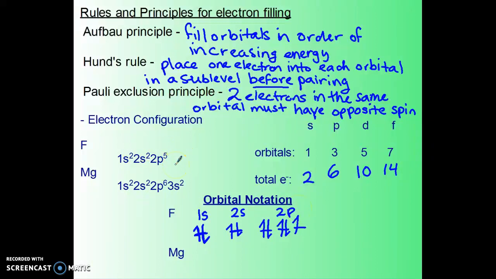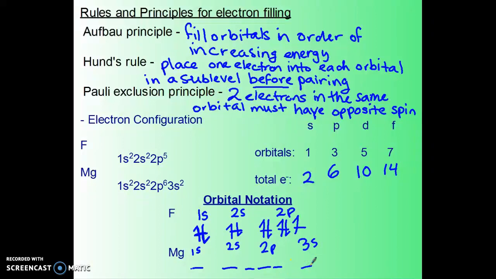Okay, so now let's try this for magnesium. Magnesium goes from 1s all the way up to 3s. So I'm going to have my 1s for magnesium, my 2s for magnesium, 2p, and my 3s for magnesium.